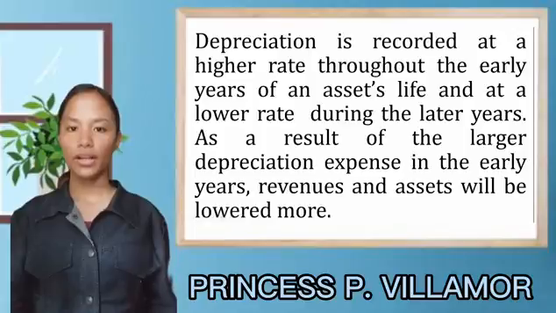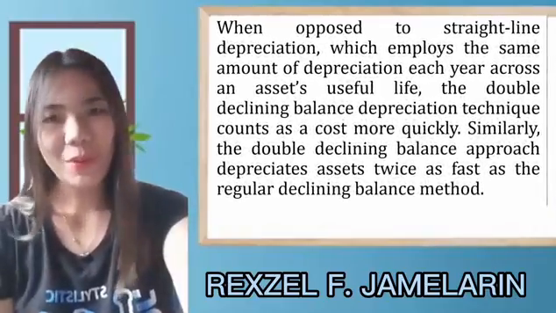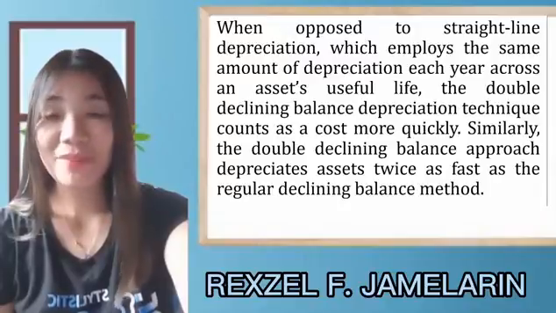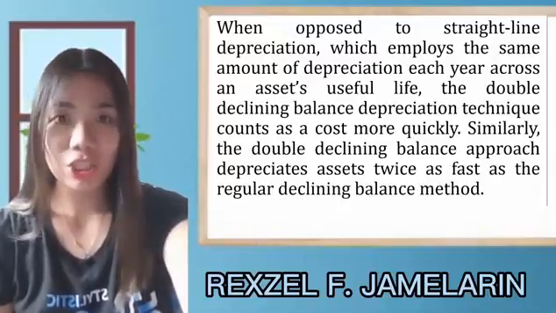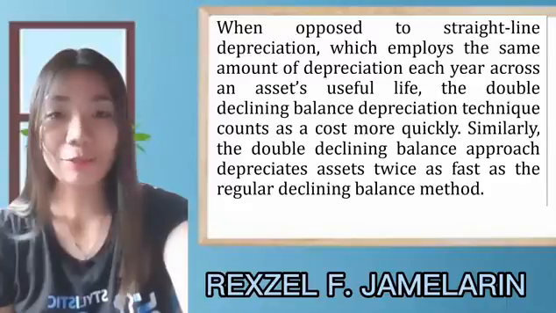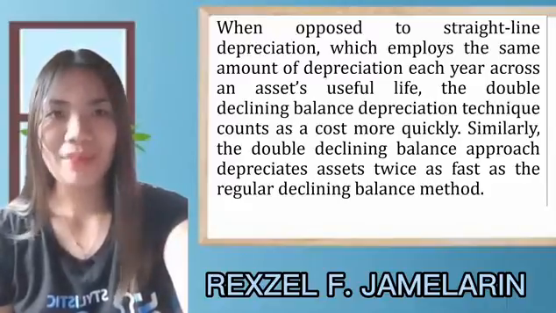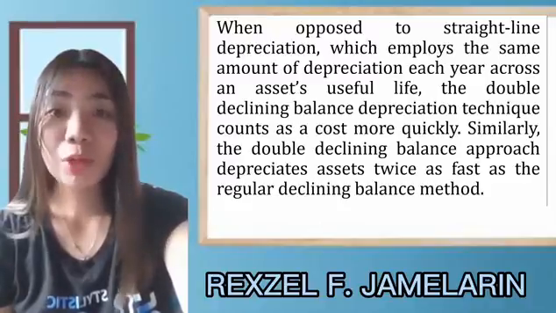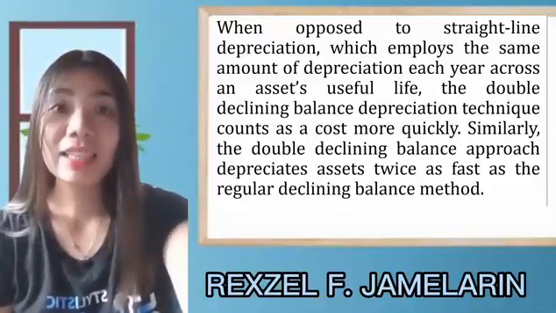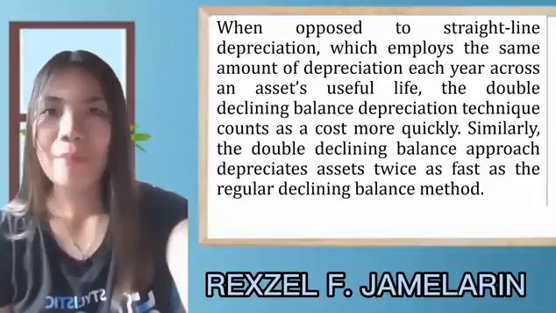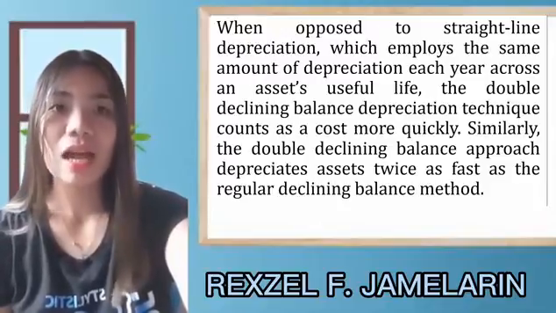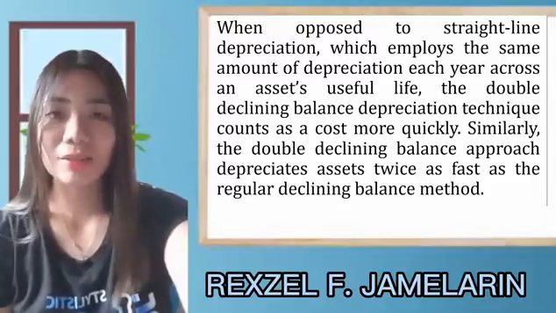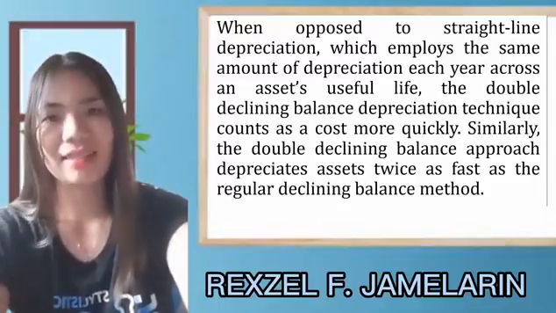As opposed to the straight line depreciation, which employs the same amount of depreciation each year over an asset's useful life, the double declining balance depreciation technique counts as a cost more quickly. Similarly, the double declining balance approach depreciates assets twice as fast as the regular declining balance.